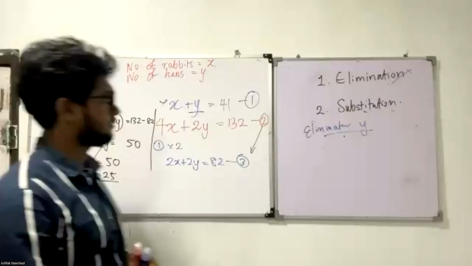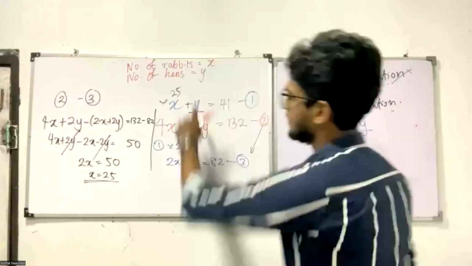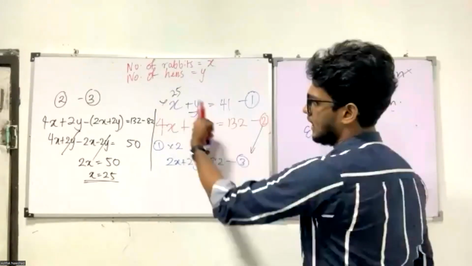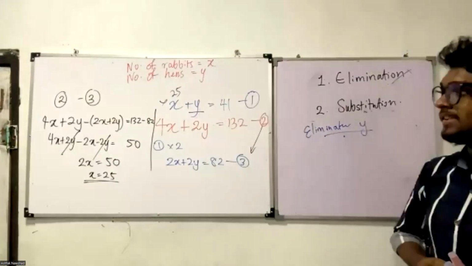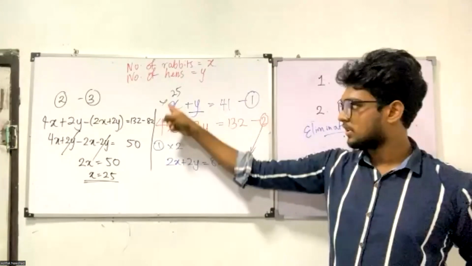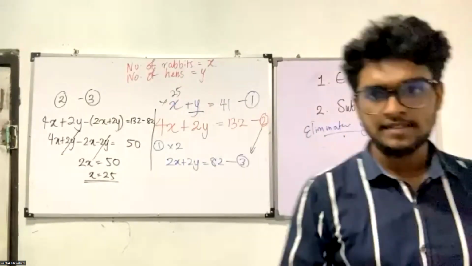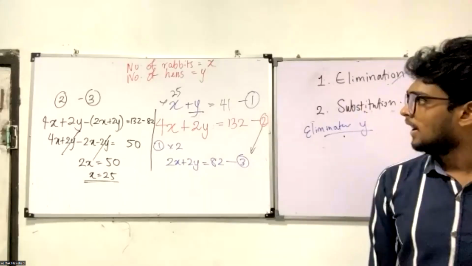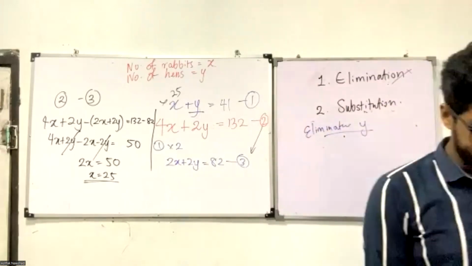If the number of rabbits is 25, I can substitute 25 here and find the value of hens. I substituted x equal to 25 and I got y as 16. So there are 16 hens in this farm and 25 rabbits. Is that clear?